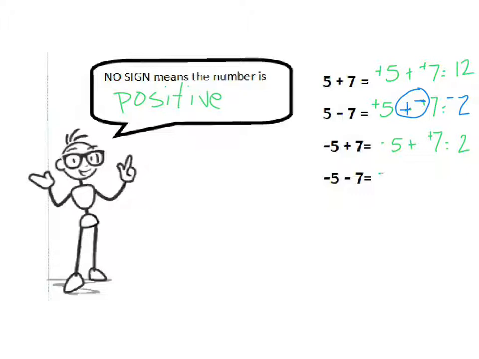Last one. I've got negative 5. I'm subtracting positive 7. I don't like to do subtraction problems, so I'm going to change my middle 2 signs. So now I've got a positive negative. My signs are the same, negative 5, negative 7, so I need to add the numbers together and get 12. Both of them are negative.